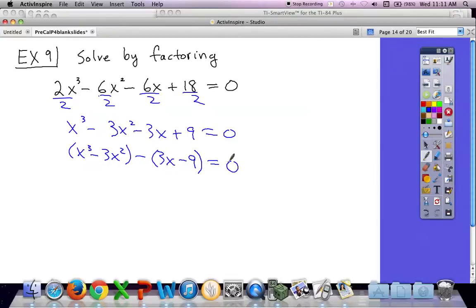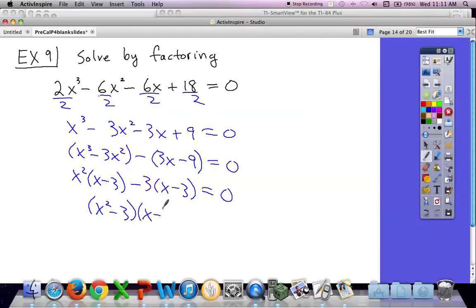Okay, now look at each set of parentheses and see if you could do greatest common factor factoring. Right? What's in common between x to the third and 3x squared? X squared. So that's x squared times x minus 3, minus what's in common between 3x and 9? The 3. So that's x minus 3. And now, because each set of parentheses has x minus 3 in common, we can factor one more time. That becomes x squared minus 3 times x minus 3.